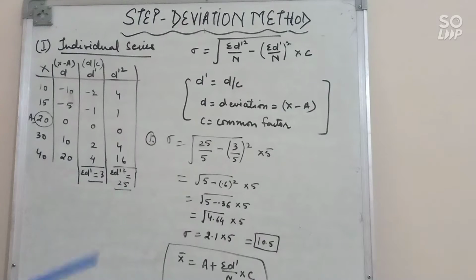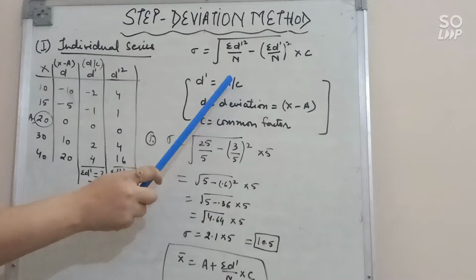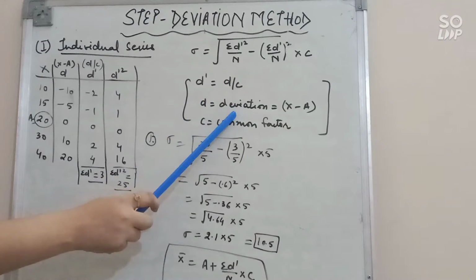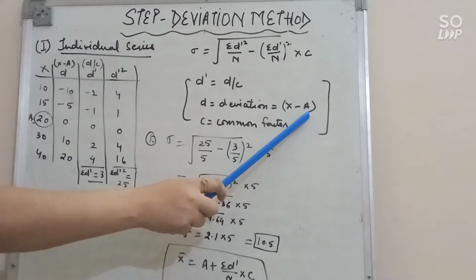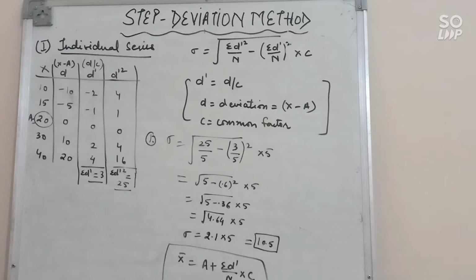Now let's see the steps. We know d dash. How will you calculate it? That is deviation upon common factor, d upon c. D means deviation, which we will calculate from the assumed mean, that is x minus a, and c is a common factor. So let's see the steps. I have taken one example under the individual series. X is given as 10, 15, 20, 30 and 40.